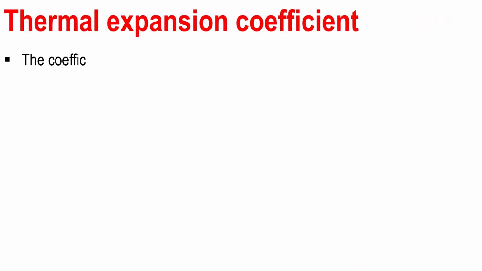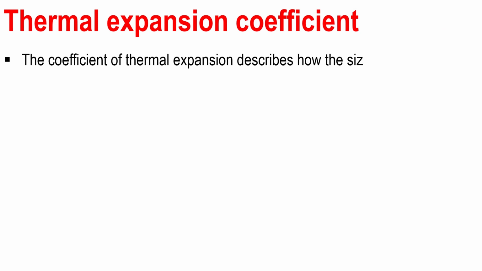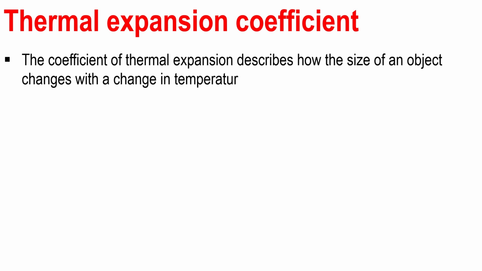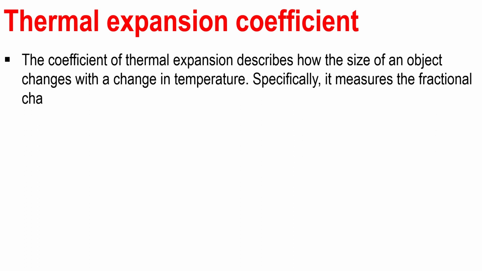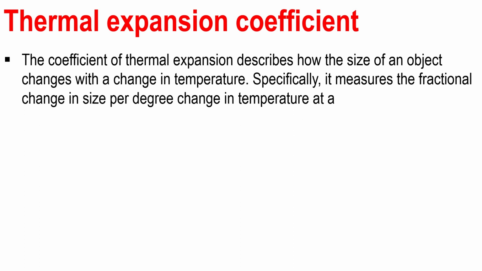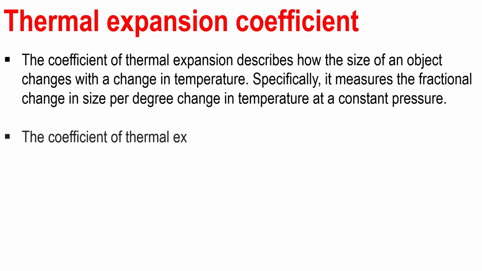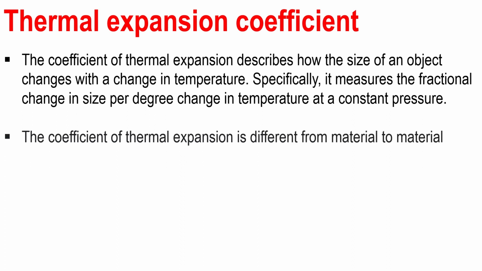Thermal expansion coefficient. The coefficient of thermal expansion describes how the size of an object changes with a change in temperature. Specifically, it measures the fractional change in size per degree change in temperature at a constant pressure. The coefficient of thermal expansion is different from material to material.